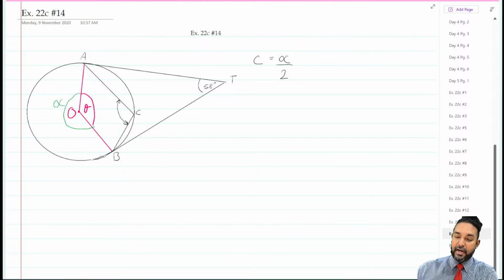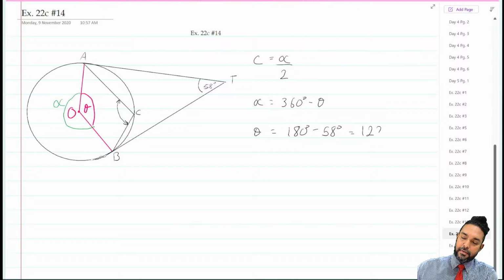because the angle at center is equal to double the angle at circumference. And to find alpha, that's equal to 360 minus theta, because angles at a point sum to 360. And to find theta, that's equal to 180 minus 58, because those two angles are supplementary. So that's 122. 360 minus 122 is 238. And 238 divided by 2 is 119.